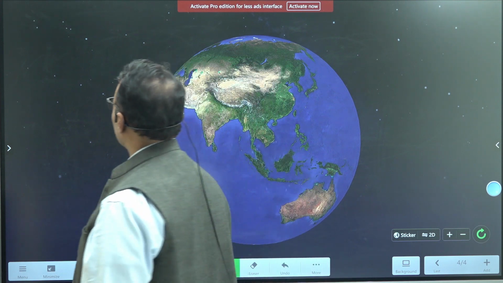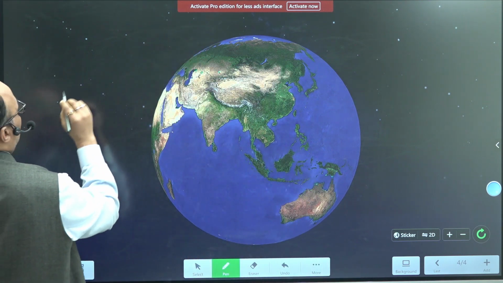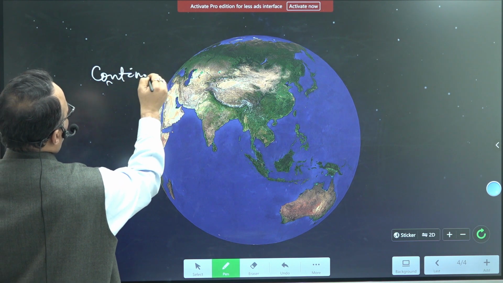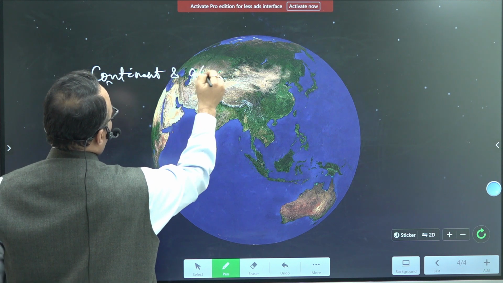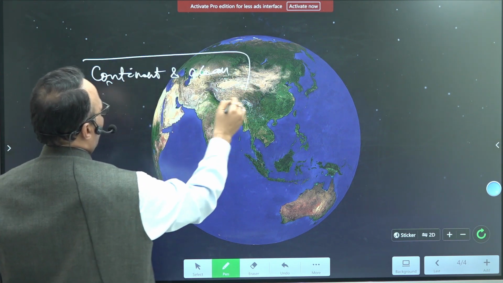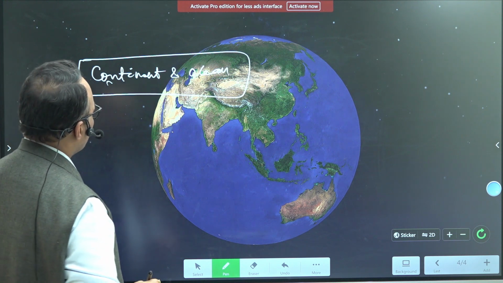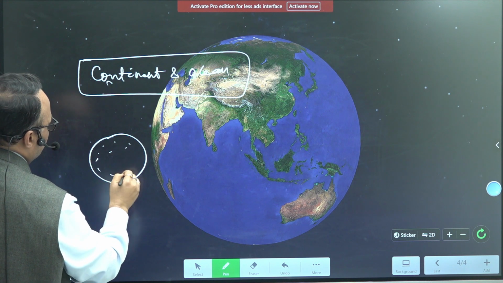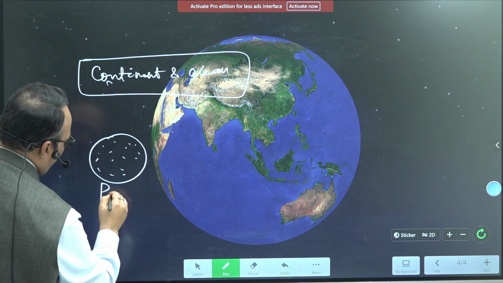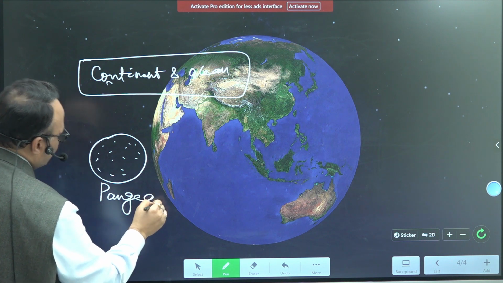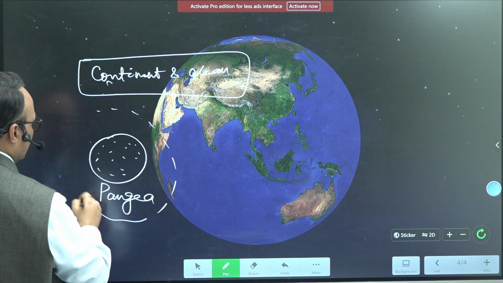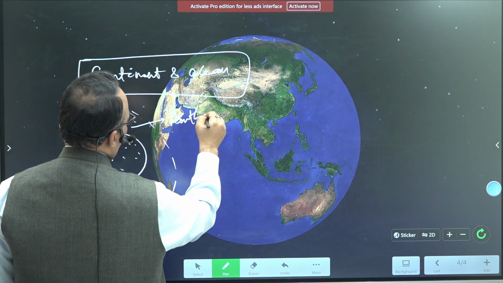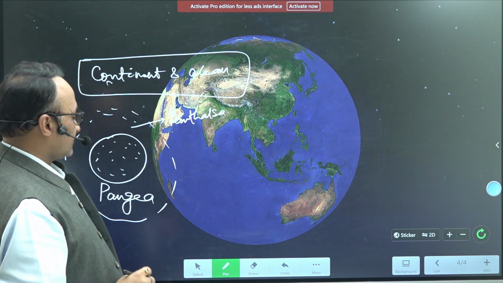Now think about the evolution of continent and ocean. So initially, a large landmass was there, which is known as Pangaea, and it was surrounded by an ocean that is known as Panthalassa, according to Wegener's continental drift theory.